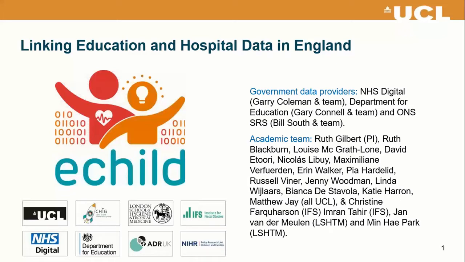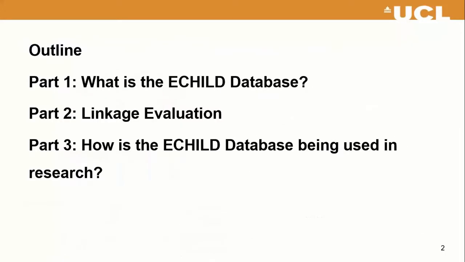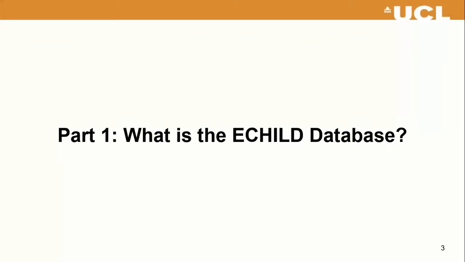Today, we are going to talk about three main topics. First, I will describe what the ECHILD database is. Then I will talk about the results of the linkage evaluation for four cohorts of the ECHILD. This is based on research that has been published in the International Journal of Population Data Science. And finally, Louise will discuss how the ECHILD database is currently used in research.